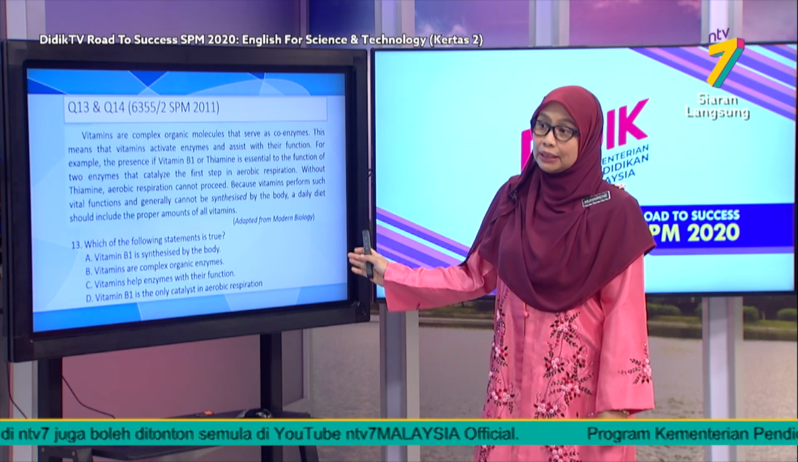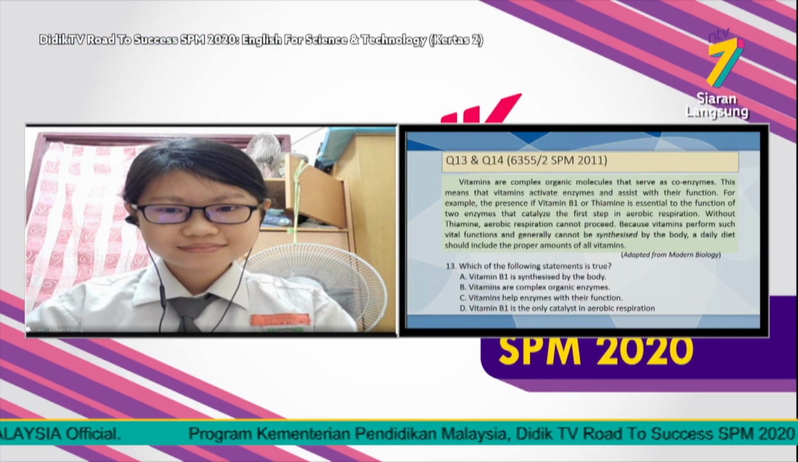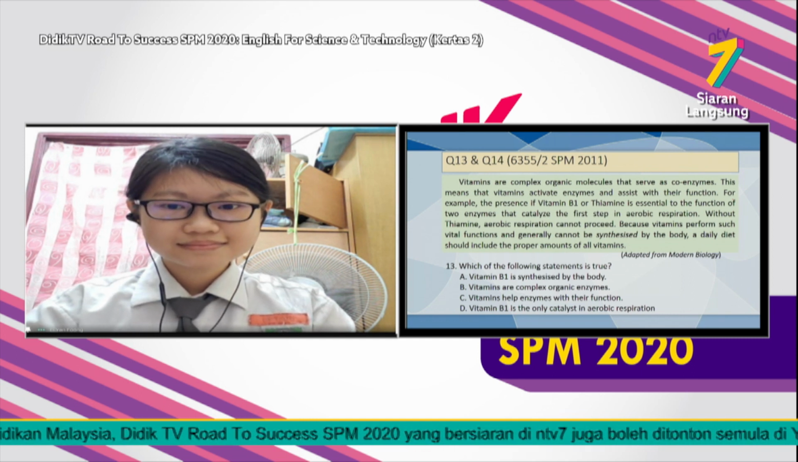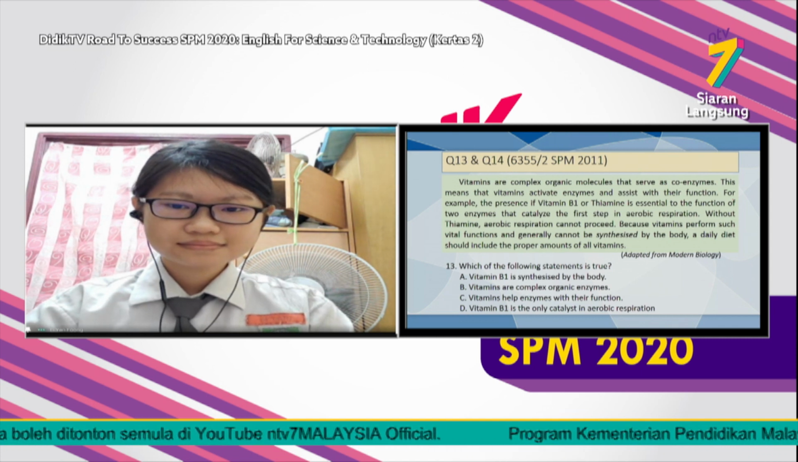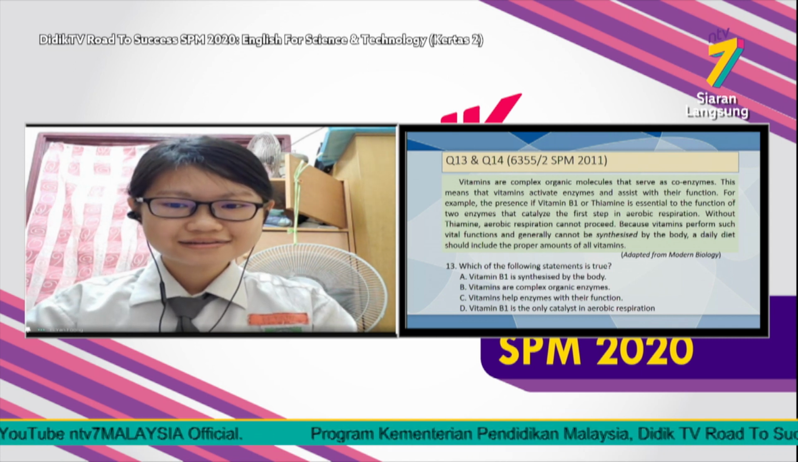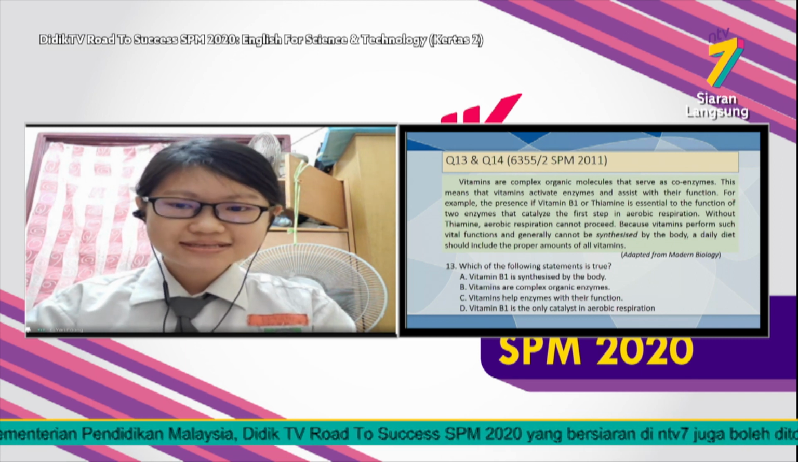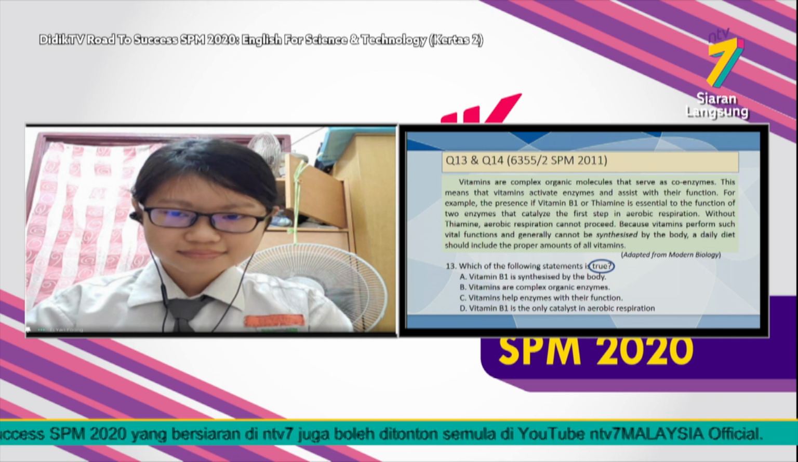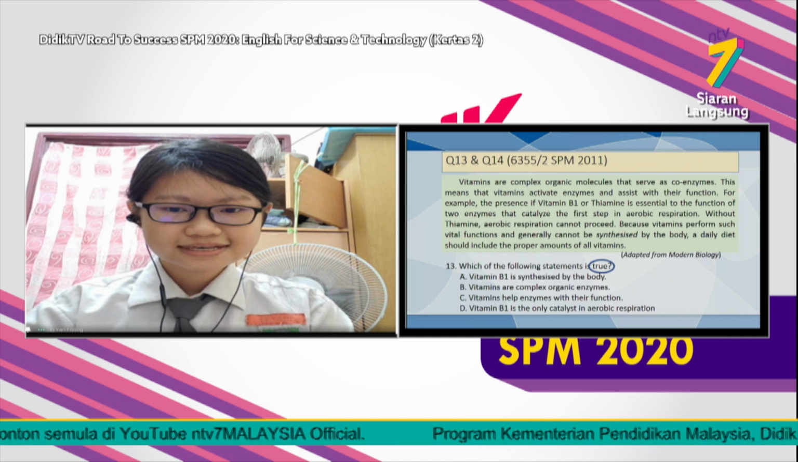Before you answer question number 13, what is the keyword? When you answer questions for Paper 2, you have to find the keyword in the question in order to choose the correct answer from the four options given. So Ian, what is the keyword for question number 13? The keyword is: the following statements is true. Okay, which of the following statements is true? So the keyword is the word true. Very good.